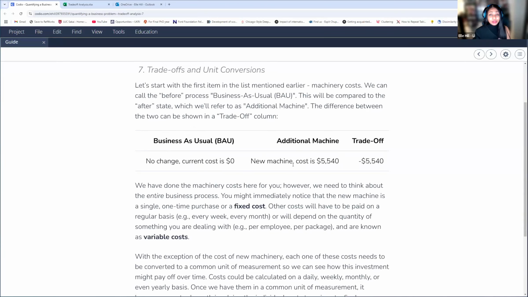If we implement this new strategy with our cardboard perforator, we're going to have to pay $5,540. So this is a new cost that we're going to have. Therefore, our trade-off is going to be minus 5,540 because we're incurring a cost. So does this make sense with our notation here? Does it make sense why this is negative as well?